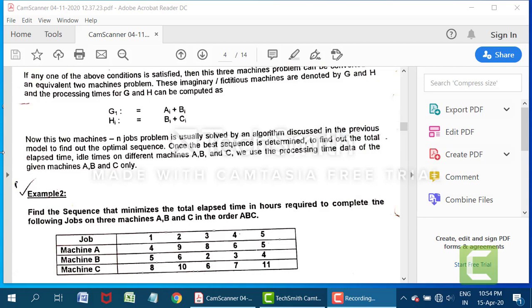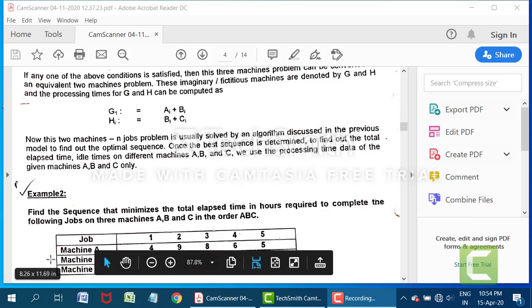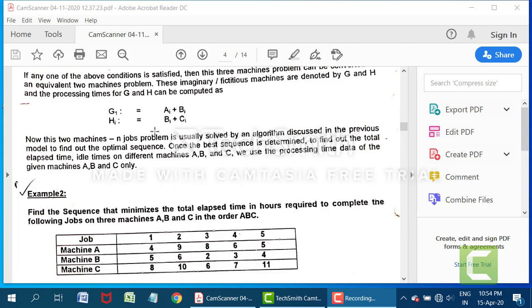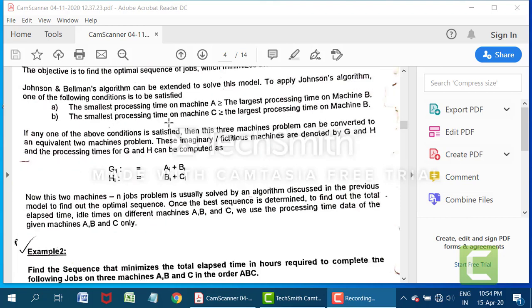Once the best sequence is found, you can simply tabulate all the values to find out the total elapsed time, idle time on machine A, idle time on machine B, and idle time on machine C. So these imaginary machines are assumed only to apply Johnson's algorithm. That's all. Johnson's algorithm can be applied only when one of these conditions, condition A or condition B, is fulfilled. Any one of these two conditions must be fulfilled to apply Johnson's algorithm.